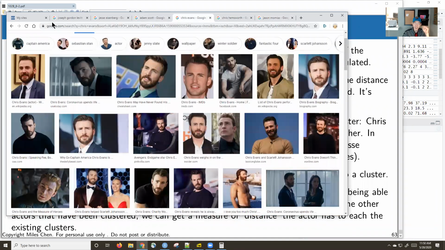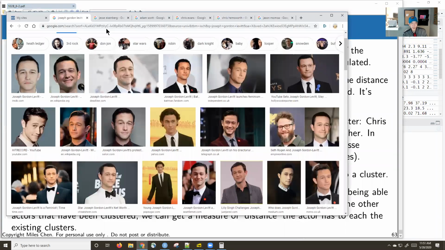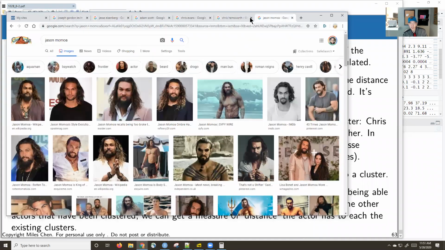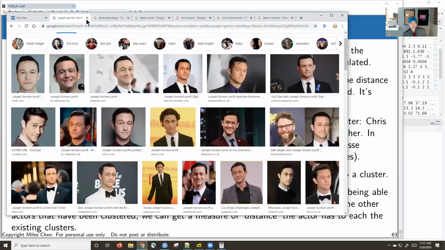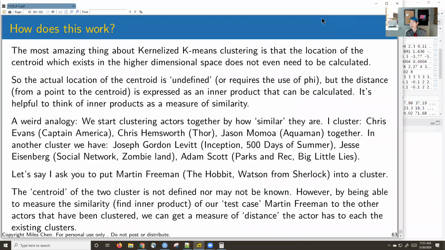They're different, right? But what would the centroid be? Like if I cluster these three together, and I cluster Chris, Chris and Jason together, and these other actors together, what is the centroid? The centroid would be the average of these people, and like, what is the average of a person? Like 3 different people. It doesn't quite make sense, all right?